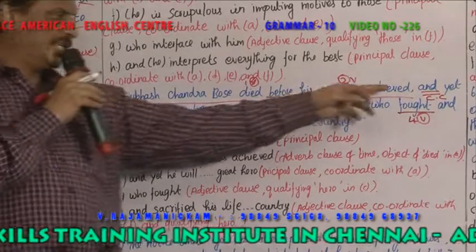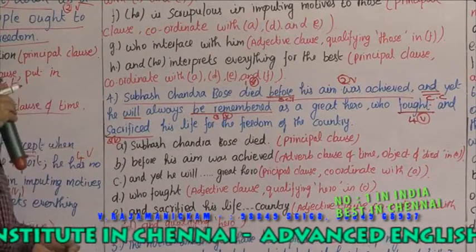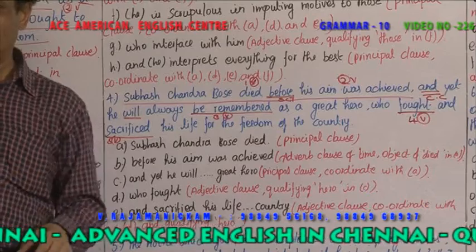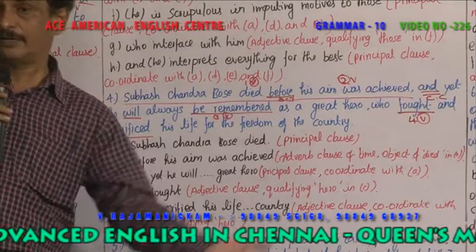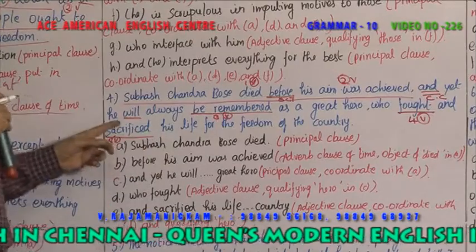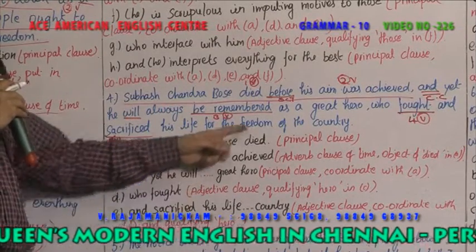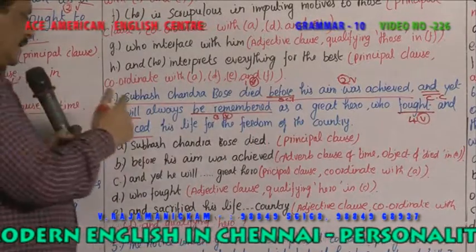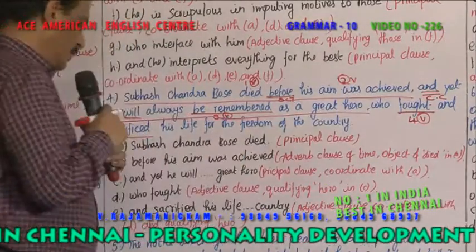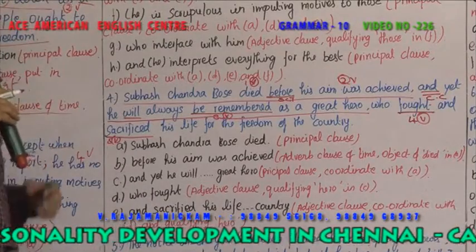Okay. And yet, and is there. So it should be a connecting sentence. Coordinating and is used only for connecting two equal sentences, right? Rama is a manager, Ravi is a manager. So equal ranking. So, and yet he will always be remembered as a great hero, right? So the entire thing becomes one other main clause, principal clause. It doesn't depend upon any other.